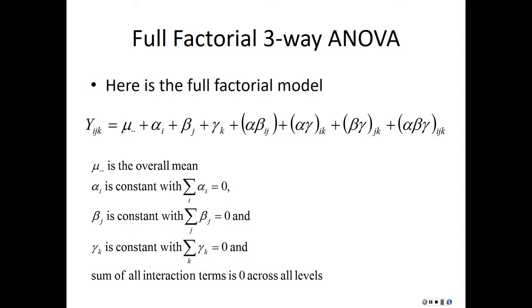So here's the full factorial model. You'll see here we have mu dot dot, again, the overall mean. We have the main effect of being in factor A, the main effect of being in factor B, the main effect of being in factor C, and then every two-way interaction effect. So alpha beta, alpha gamma, and beta gamma. And then we have the three-way interaction, alpha beta gamma. And the same kind of summation thing. So they all sum to 0, so that it's constant. And then the sum of all the interaction terms sums to 0 at each level, and so on.